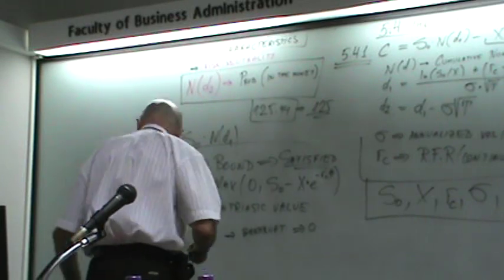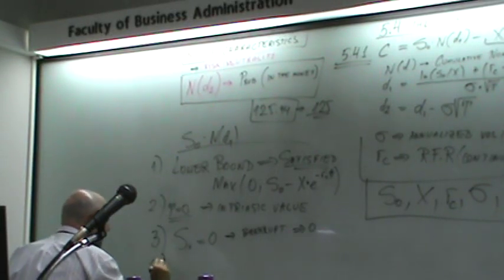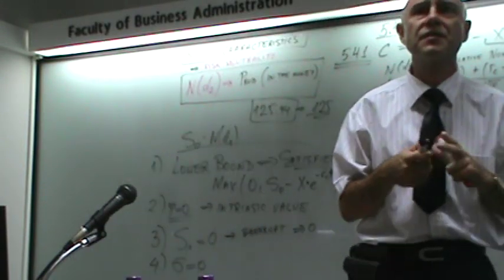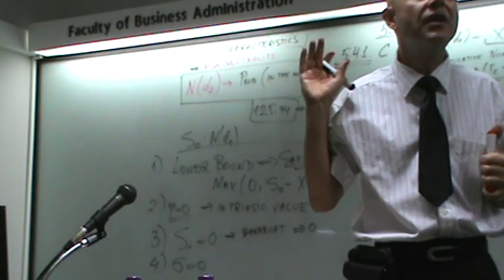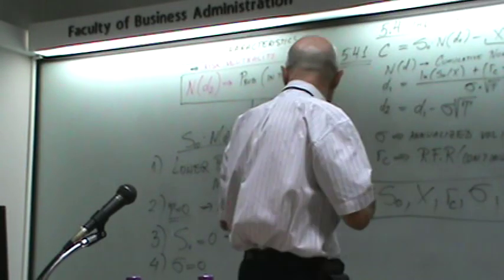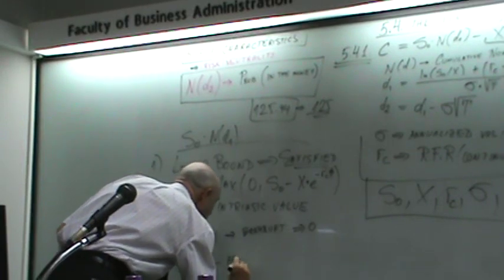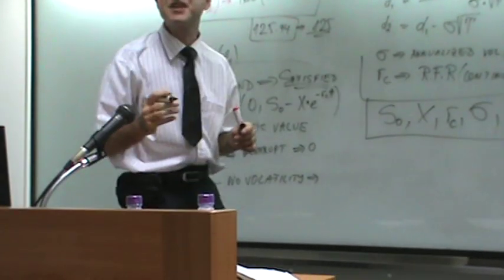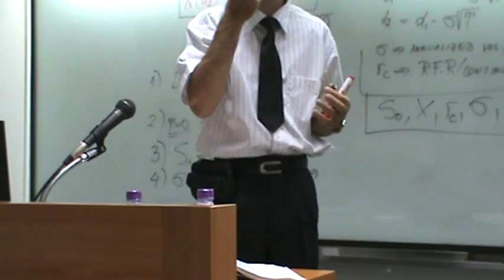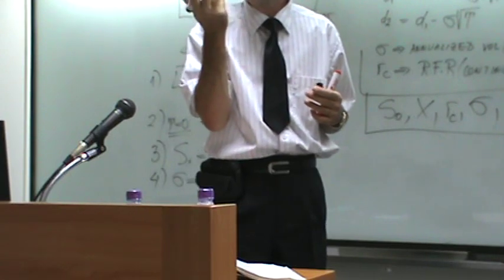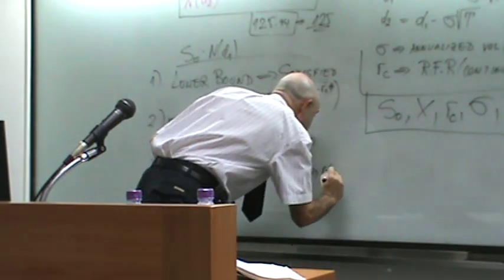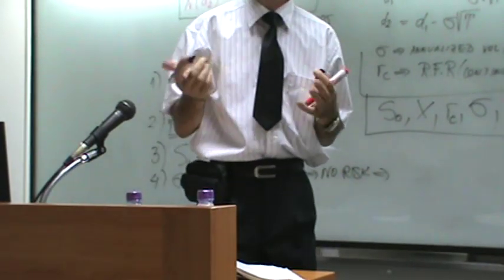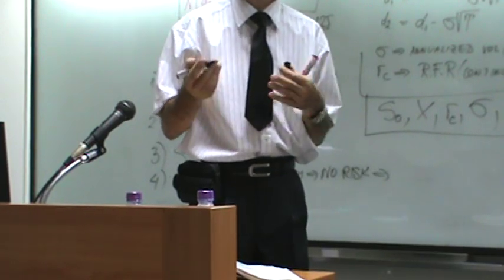What happens when sigma is 0? What does it mean for sigma to be 0? Sigma 0 means no volatility. And what's the interpretation of no volatility? No volatility simply means no risk. And no risk simply means risk-free.